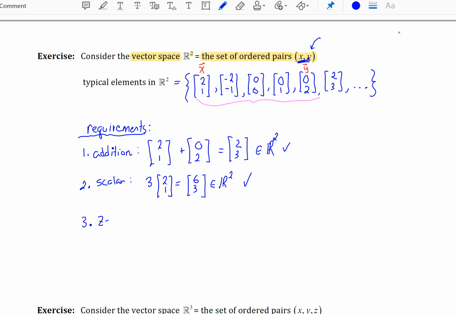Is there the presence of a 0 vector? And the 0 vector in R2, we want to know, looks like 0, 0. And this is in R2. These 3 requirements have been met, and so we can say R2 is a vector space.